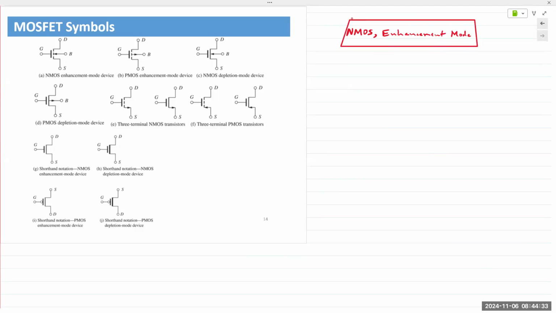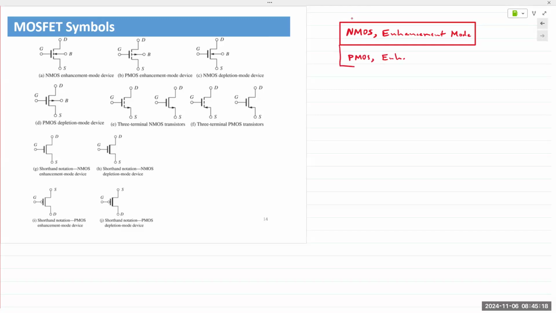But the operation of all is exactly the same, except the regions are changed. The NMOS, we created an N channel between the two N plus regions. In a PMOS, you would have an N substrate with P type regions embedded in there, and you create a P channel underneath the gate. So PMOS. And then when you have PMOS and NMOS transistors in the same circuit, that's CMOS, complementary MOS. Okay, so from NMOS enhancement mode device, we also have PMOS enhancement mode.